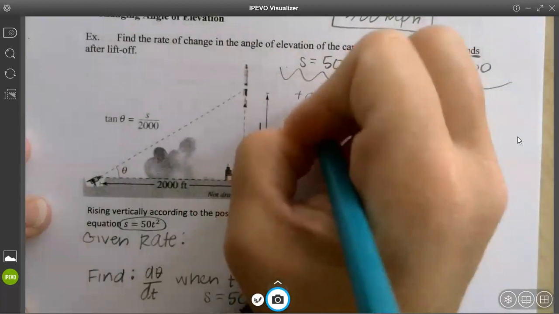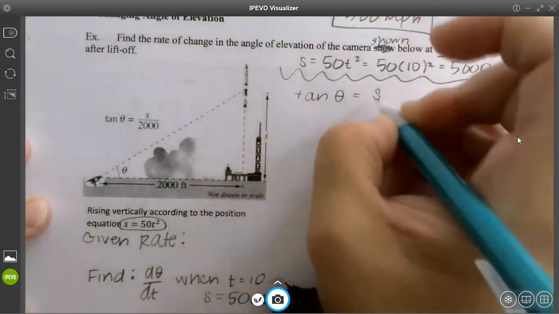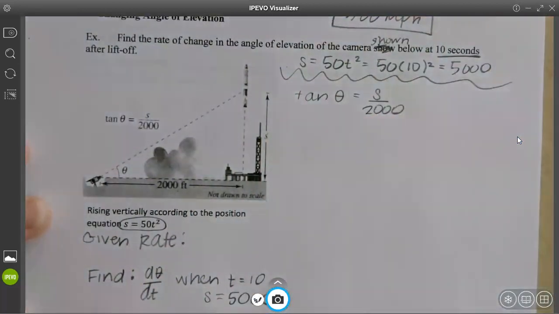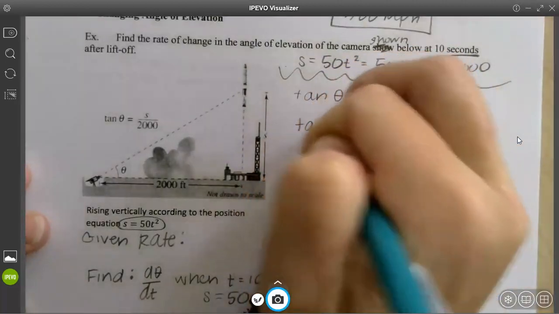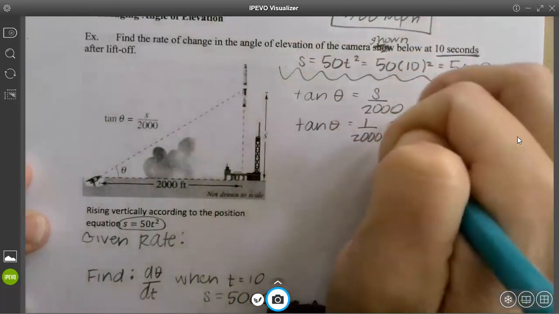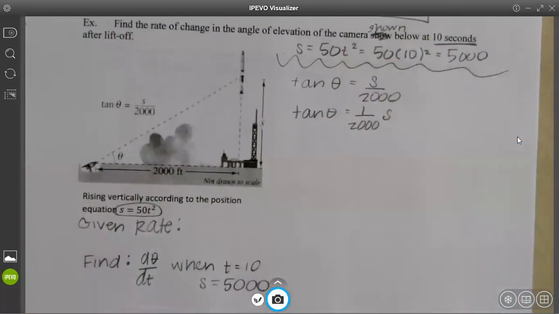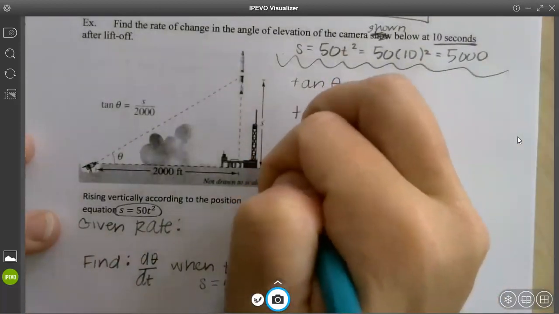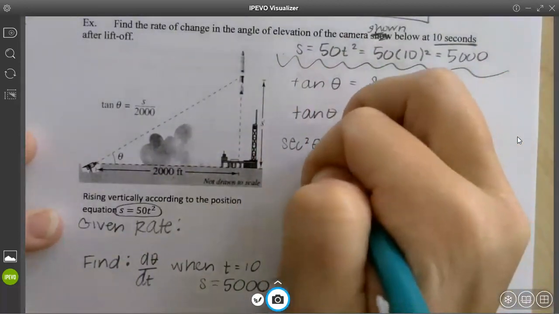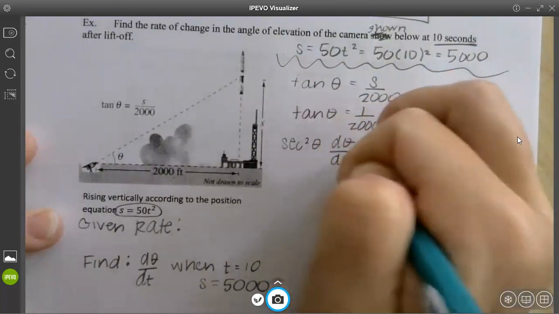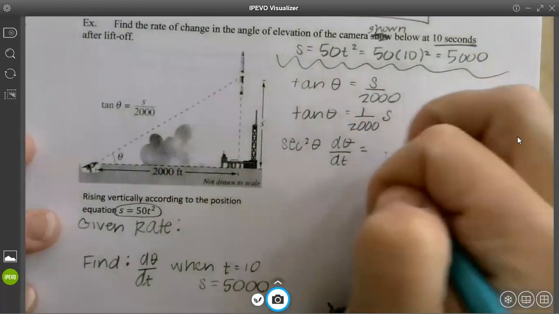All right, so our formula, tan theta equals S over 2,000. I'm going to change it up just a little bit, so you're looking at it a little different. Tan theta equals 1 over 2,000 S. What do we got to do to this before we plug in? Derivative, and then yes, we're going to plug in. So what's the derivative of tan theta? Secant squared theta. What do we got to put when we take the derivative? We took the derivative of theta, so d theta over dt. 1 over 2,000 is just going to stay.